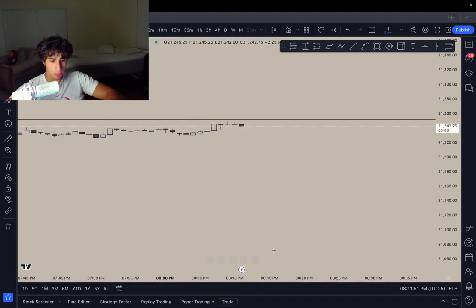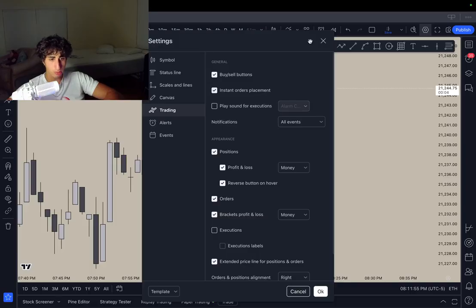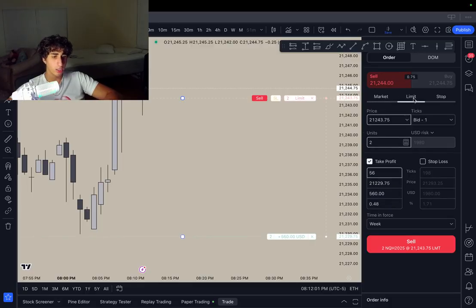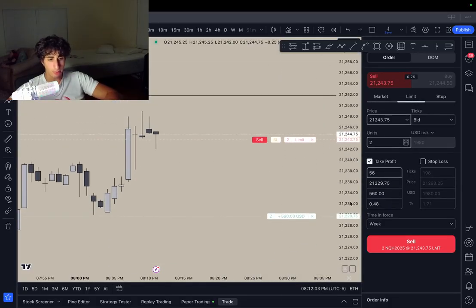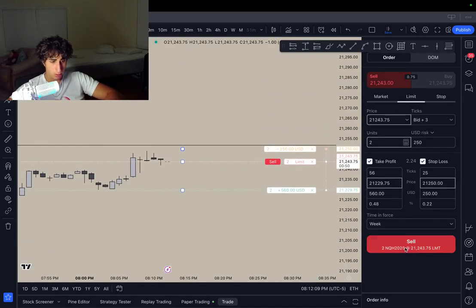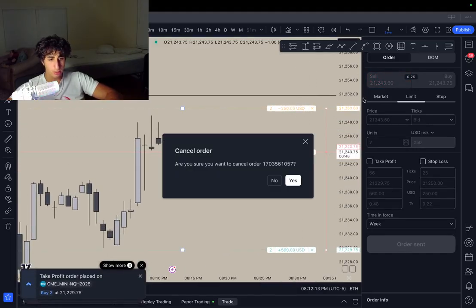All right, let's just get into a short right here. So I'm going to click sell. There are two ways you can do this. You can either do it like that, which is like a bracket order, and it'll pop up like this with your stop loss and your take profit. And then boom, you get in and it's already set up for you.